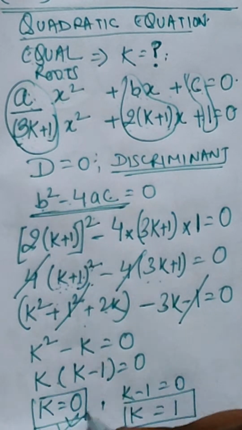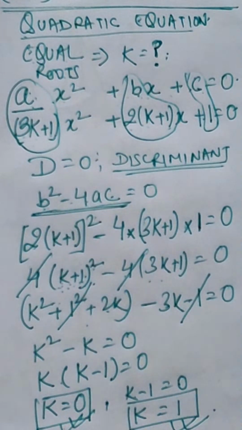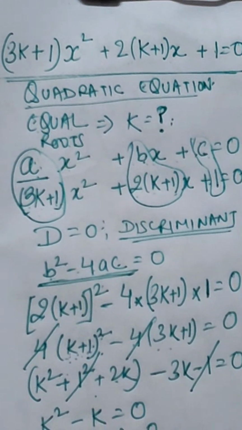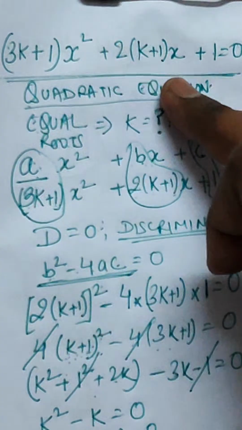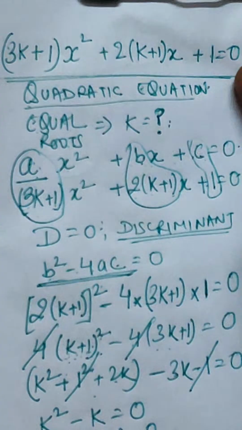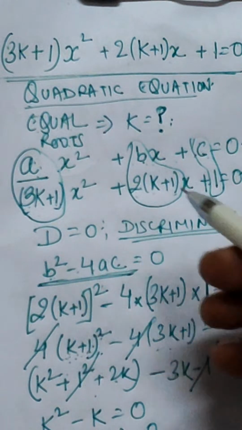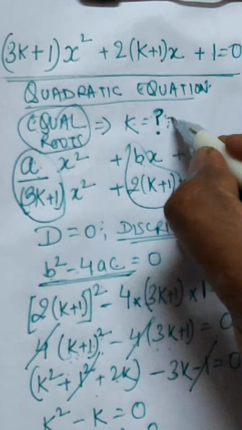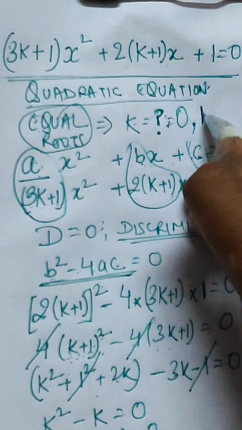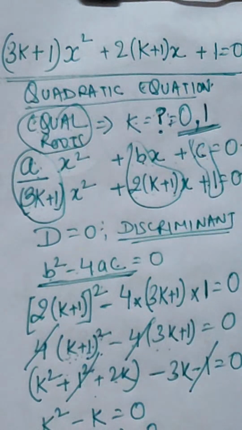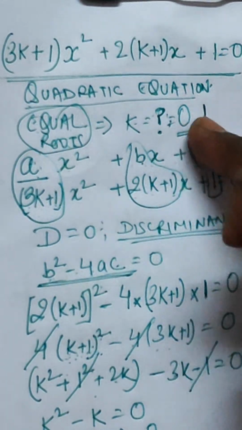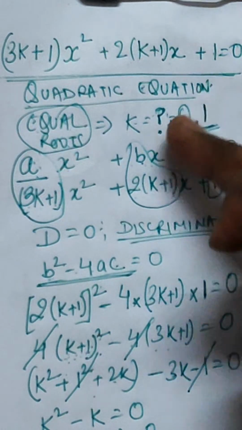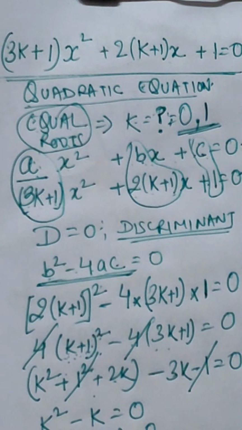So k equal to 0 and k equal to 1 is your answer, for which the given quadratic equation (3k plus 1) times x square plus 2 times (k plus 1) into x plus 1 equal to 0 has equal roots. This equal root condition is satisfied for k equal to 0 and 1. So these are the two values of k which satisfy the given quadratic equation, and you will have equal roots. Now let us do one thing.